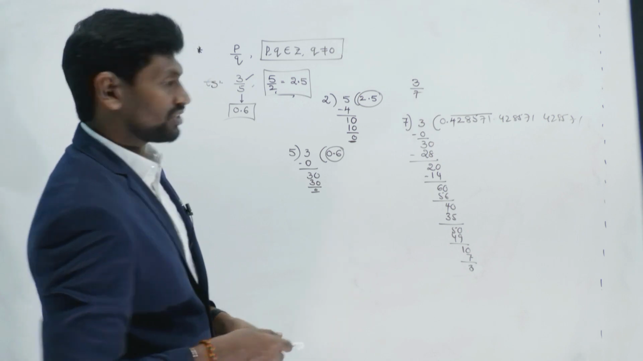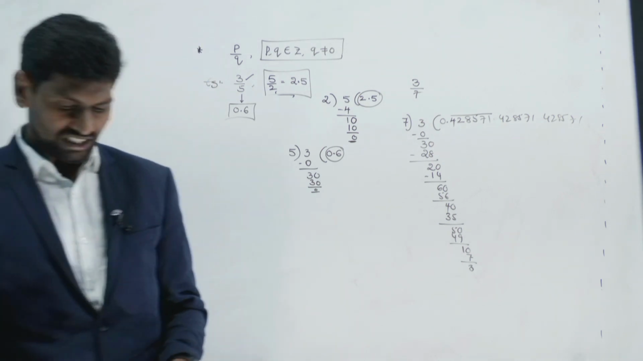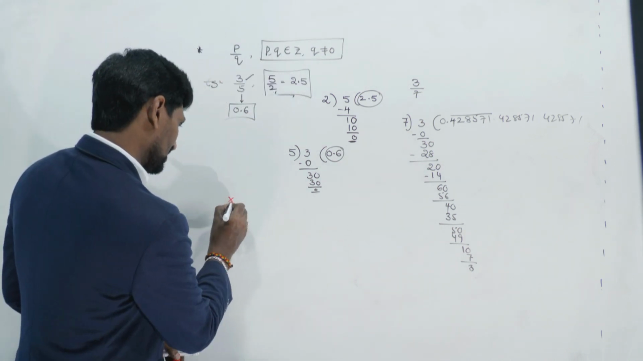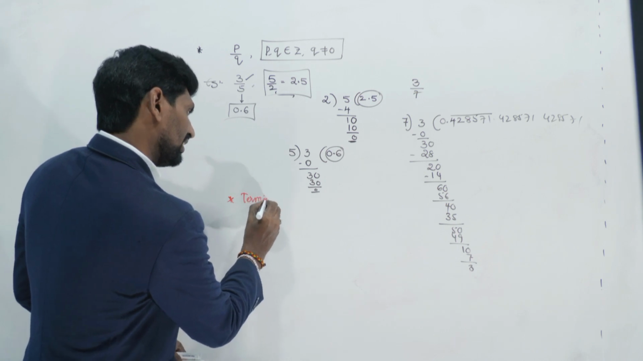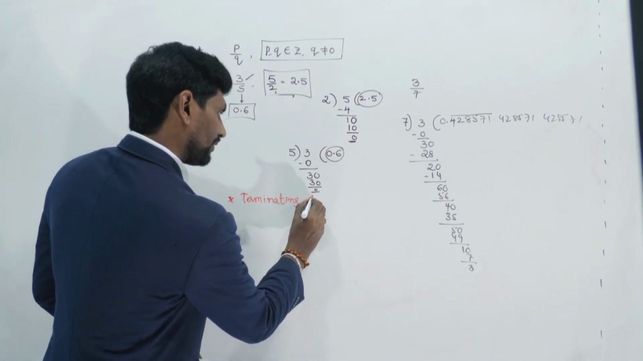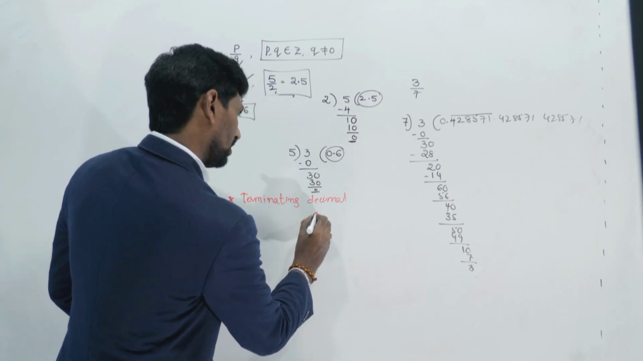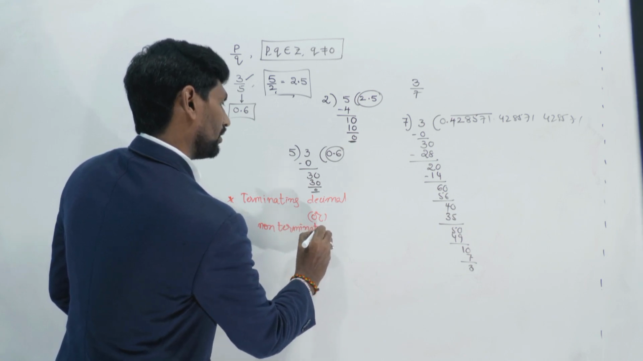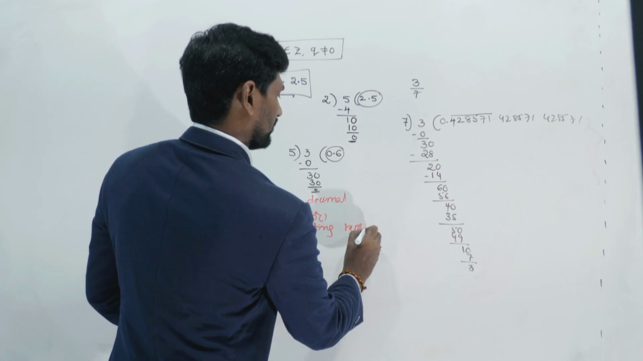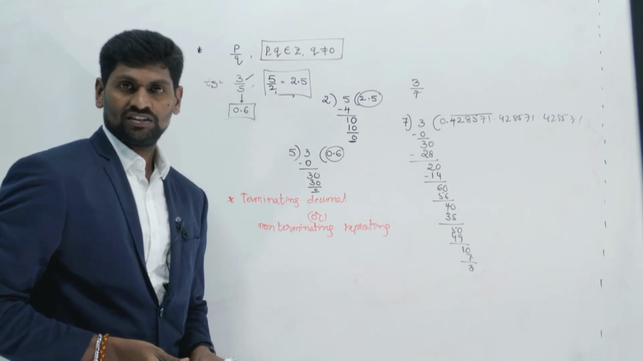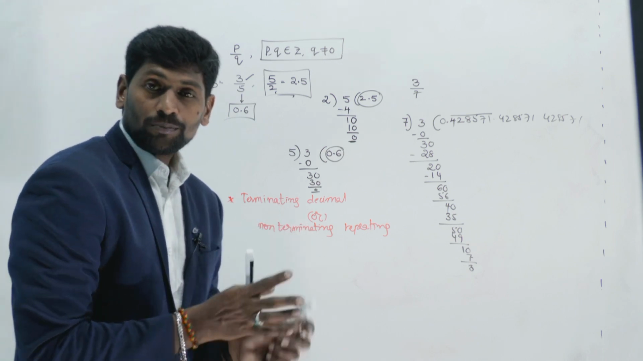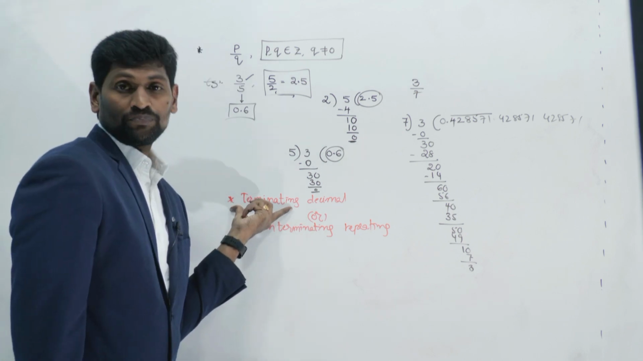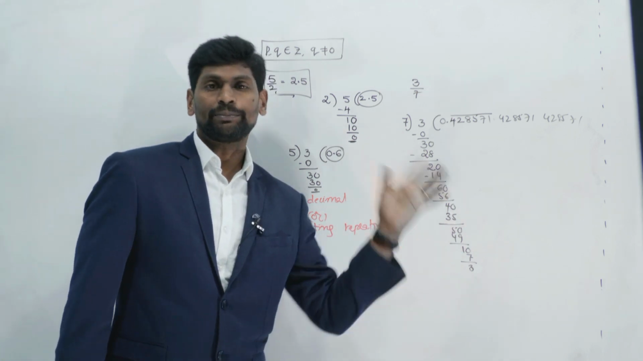So simply we have to say that the decimal form of a rational number is a terminating decimal or non-terminating. It is not terminating but repeating. Non-terminating repeating decimal. So we have discussed the properties of rational numbers and the decimal form of a rational number: it is a terminating decimal, or it is a non-terminating repeating decimal.